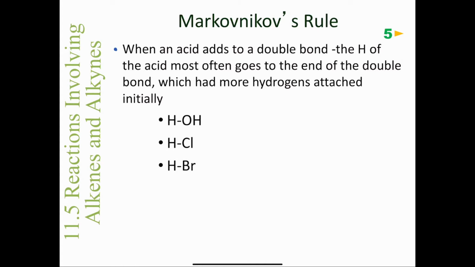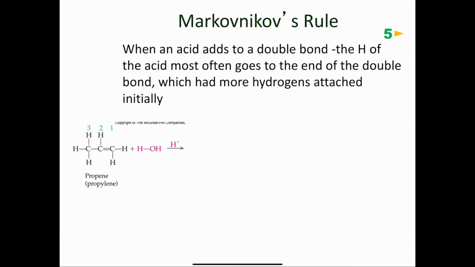Sometimes my students like to call this rule the rich get richer, which is just a way of saying the carbon that had more hydrogens initially is the carbon that preferentially will get the hydrogen. Now we're going to see that Markovnikov's rule works when we add water, if we're doing a hydration, and if we're doing a hydrohalogenation with HCl or HBr. So again, what you're going to see is that the hydrogen will always be added to the carbon which already had more hydrogens attached initially.